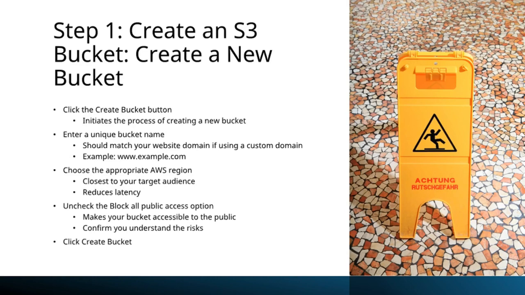Enter a unique bucket name. Choose the appropriate AWS region, uncheck the Block All Public Access option, and click Create Bucket.